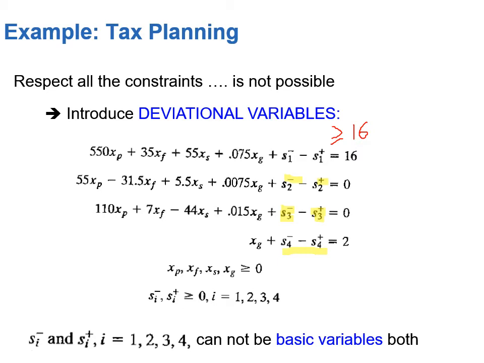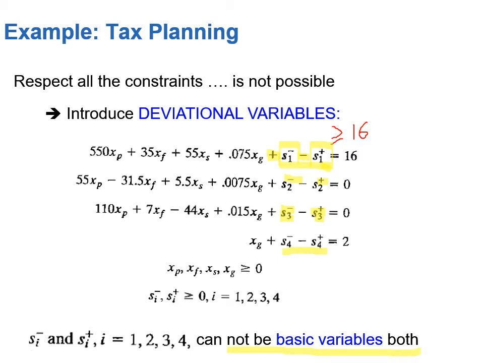The thing with these deviational variables is this. For each constraint we are including one pair of deviational variables. So consider this first constraint, S1 minus and S1 plus. They appear only in this constraint, nowhere else. And they appear, one of them with a plus sign and the other one with a minus sign. Because of these reasons, when you try to solve this using the simplex algorithm in the simplex tableau, both of these pairs cannot be basic at the same time.